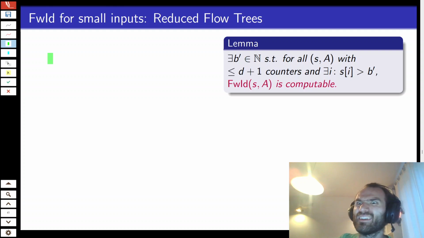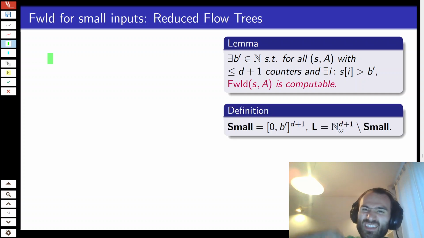So let's again put on the side the lemma that we now have. We know that there is some number such that if you have d+1 counters and one of them is large, then we can compute forward ideal. And now what are we going to do? Well, as I said, exhaustive search.